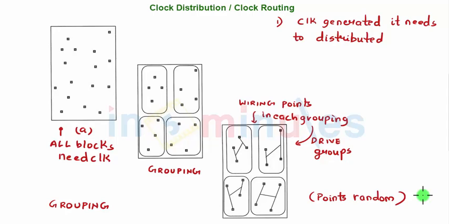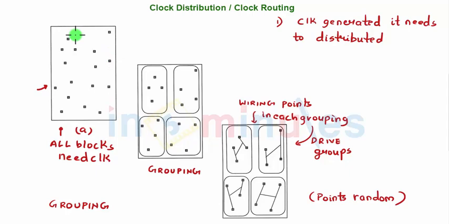The agenda of this clip is to understand clock distribution or clock routing, and in this clip we will also understand the H tree architecture and driver trees. We know that the clock which is generated needs to be distributed to different points on my chip. Let's take a classic example: this is the IC which has so many receiver points which all need to be driven by clock.